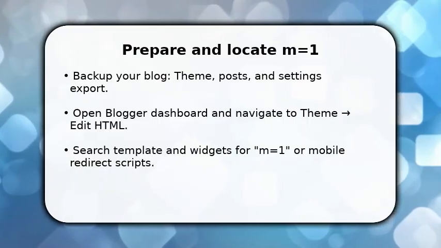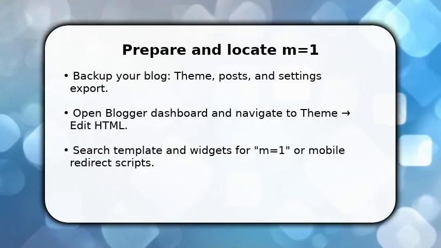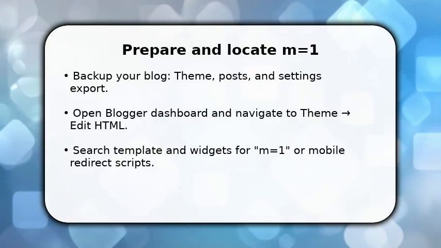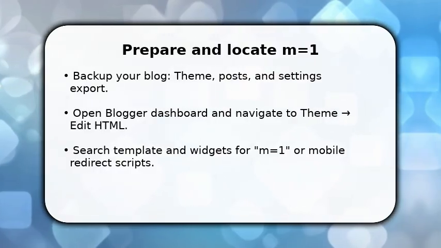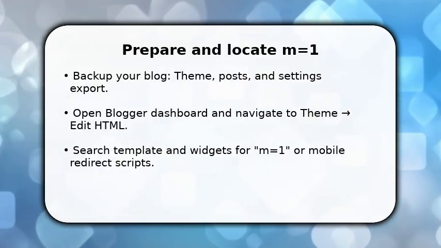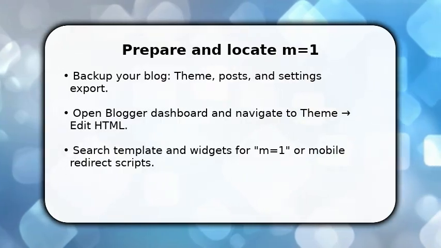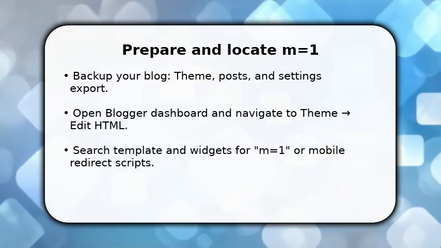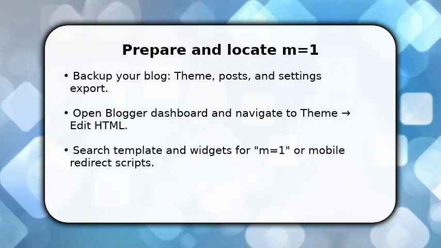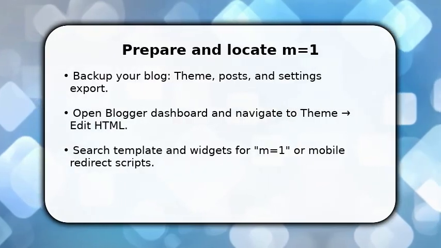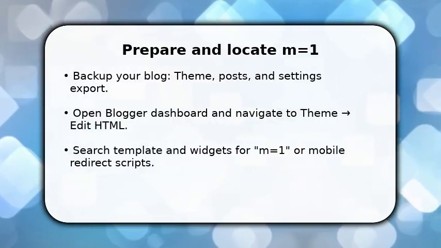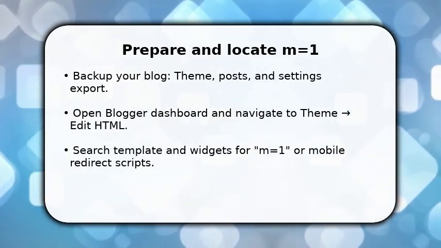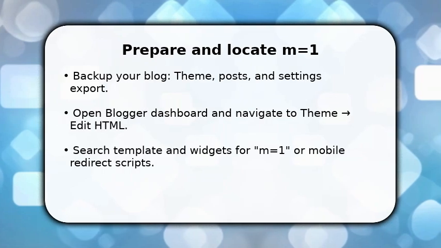You start by securing a backup and getting into the template. This prevents accidental loss. Once done, open Theme, right arrow, Edit HTML and use the editor search to find any occurrences of m=1, mobile, or redirect code. You want to locate links, script snippets, or conditional tags that append m=1 to URLs. Make sure to note which widget or script contains the code so you can edit precisely. This is faster than guessing and keeps the change minimal and reversible.